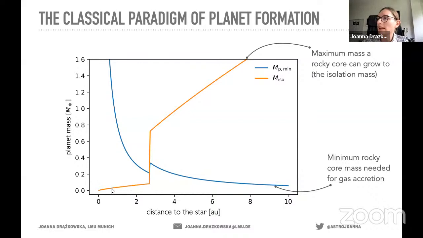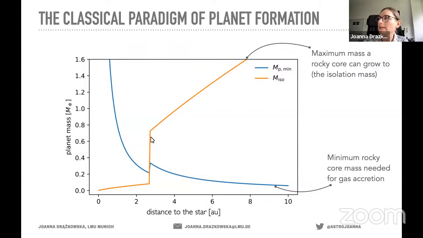The orange line shows us what is the maximum mass an oligarch can grow to by just clearing this direct neighborhood. And we see that this mass increases with the distance to the central star, because there is just more mass available, and also the size of our feeding zone is larger in the outer parts of the disk. And we have, of course, this steep jump that corresponds to the location of the water snowline. So we just have more material suddenly available.